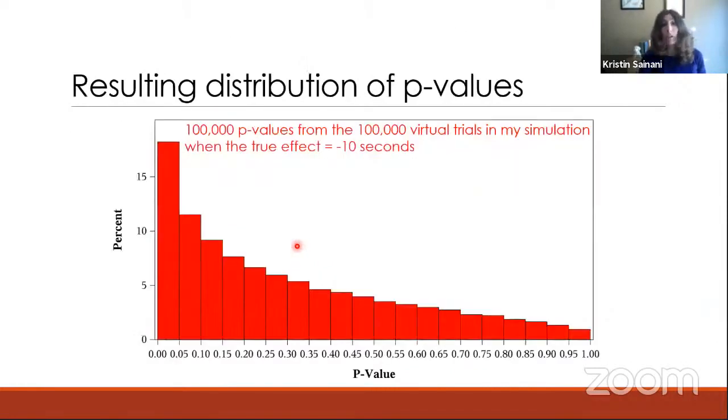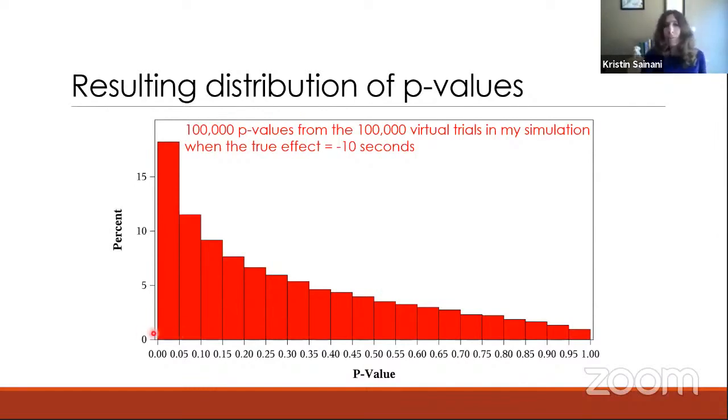So let's look at the resulting distribution of p-values. Here's 100,000 p-values for my 100,000 virtual trials. What you'll notice right away is now my p-values are skewed left. I get a lot more small p-values, and that's because, of course, there's a real difference here. We actually have a real difference to detect here.